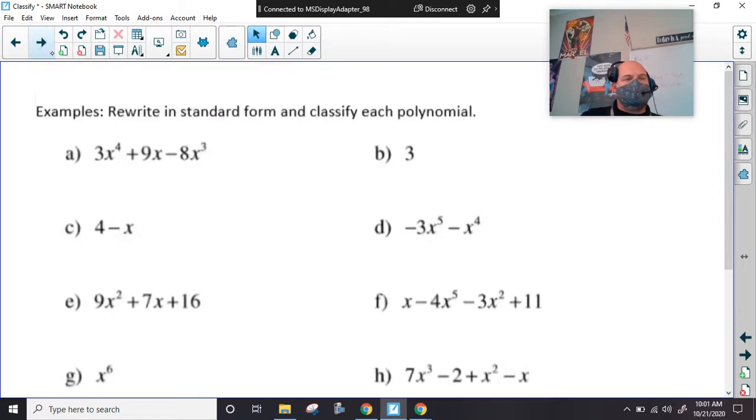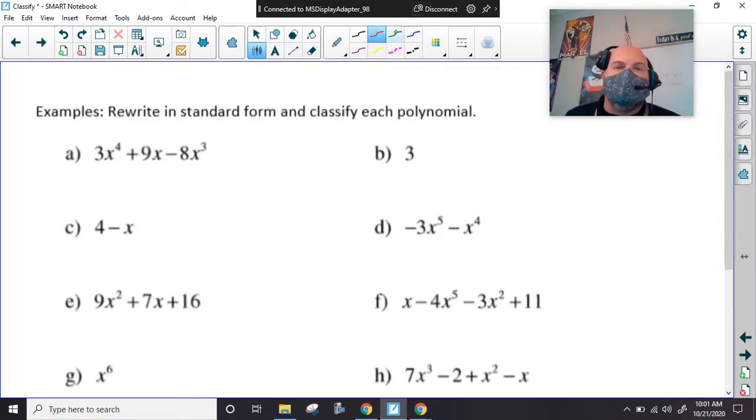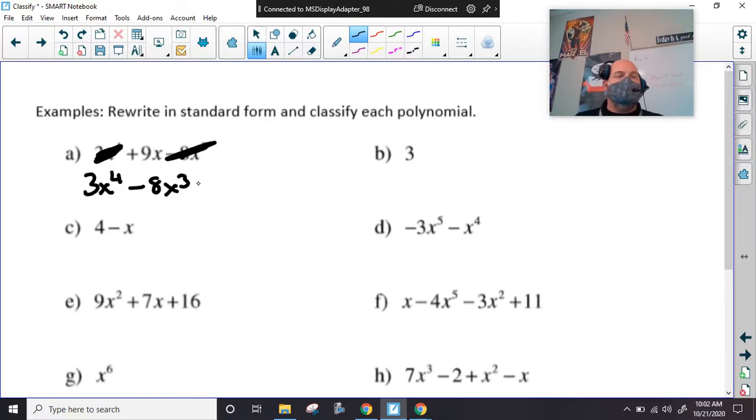So first thing we're going to do is start rewriting these in standard form, and then classify them by degree and terms. What's our biggest power right here on A? To the 4th. So we have 3x to the 4th. Now that I've used it, I'm going to mark it out. What's my next power below that? It is the -8, but it's the x to the 3rd, so that would go next. And then last would be this.